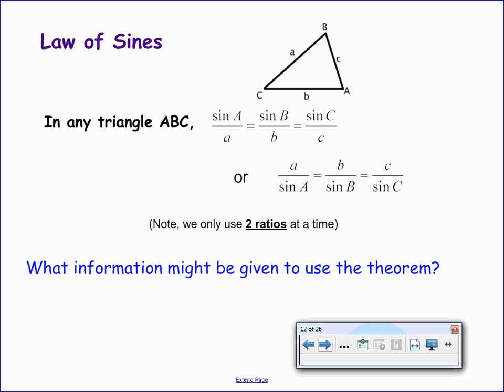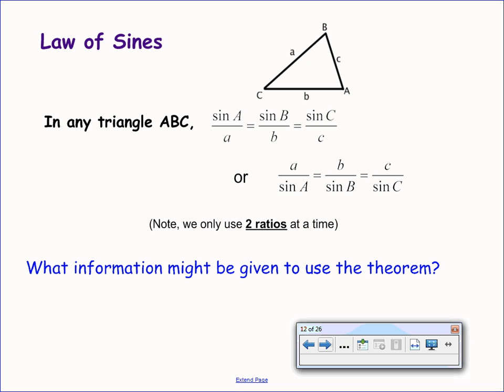So we only use two ratios at a time, right? By writing a proportion, we'll focus in on opposite side angle pairs. If we can complete given information with one opposite side angle pair, that is, we can fill in one of these fractions entirely, then we'll be able to use law of sines to find missing side lengths and angles.